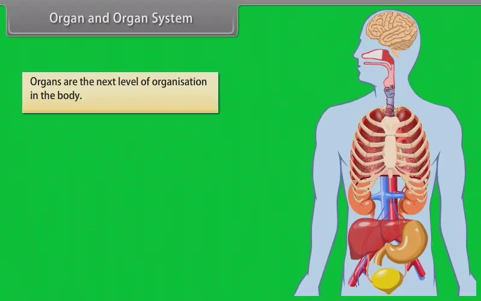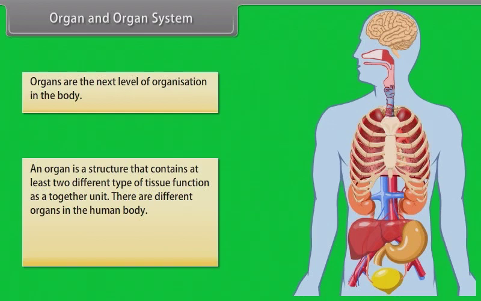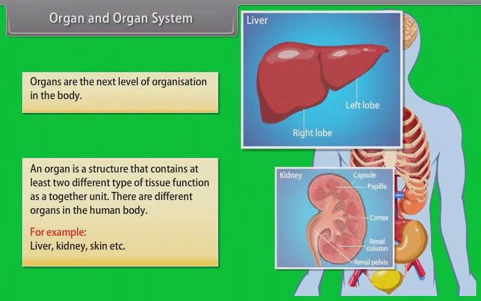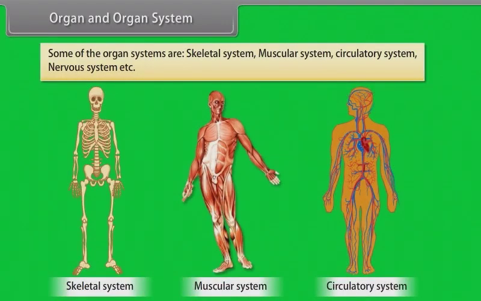Organ and organ system. Organs are the next level of organization in the body. An organ is a structure that contains at least 2 different types of tissue functioning together as a unit. There are different organs in human body, for example, liver, kidney, skin, etc. Organ system is composed of 2 or more different organs that work together to provide a common function. Some of the organ systems are skeletal system, muscular system, circulatory system, nervous system, etc.